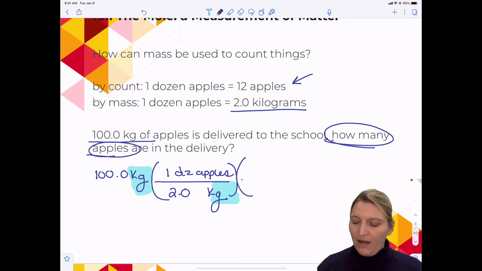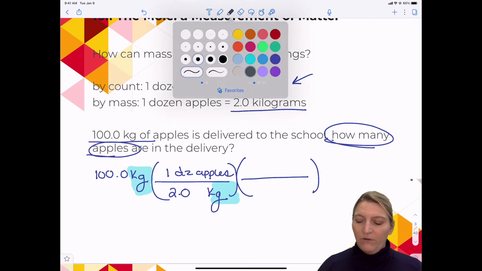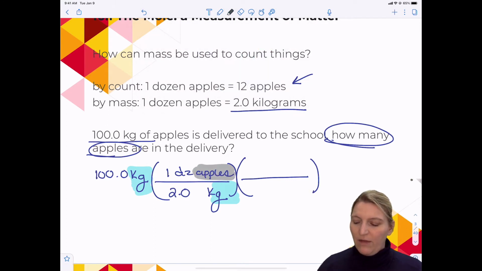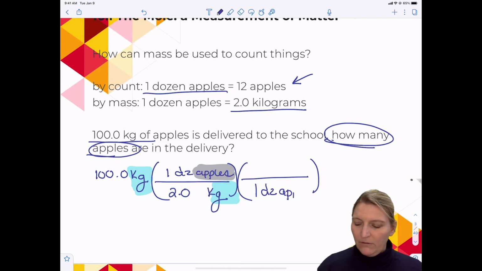I don't want that. I want actual number of apples. Still, my conversion factors should make it so that they cancel out. The diagonal down needs to match. On the bottom, I'm going to put 1 dozen apples. And that, of course, is equal to 12 apples.